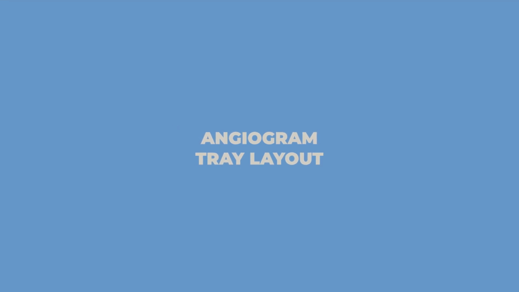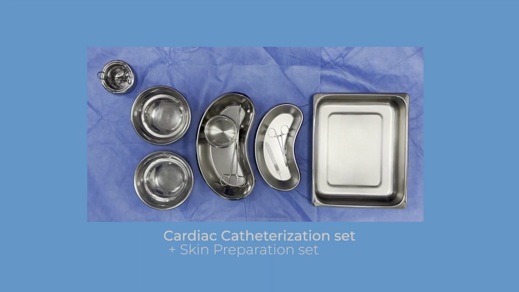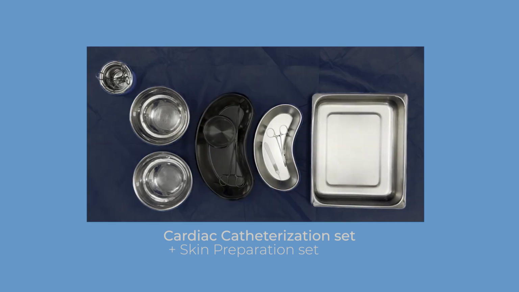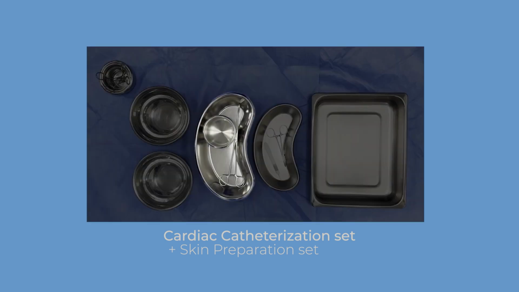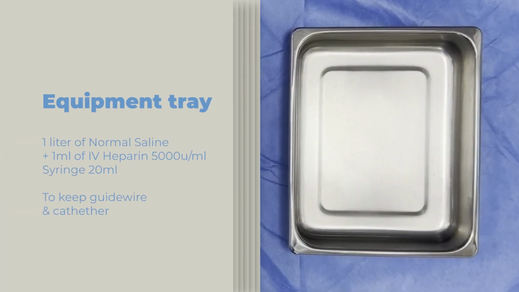For the angiogram tray layout, we usually will use 2 sets of equipment, which is 1. Cardiac catheterization set. 2. Skin preparation set. The layout will be arranged conventionally. 1. The equipment tray. Here we will put 2 pints of normal saline plus 1 milliliter of IV heparin 5,000 unit per mil. This tray is for you to put all the used wires or catheter in the procedure.